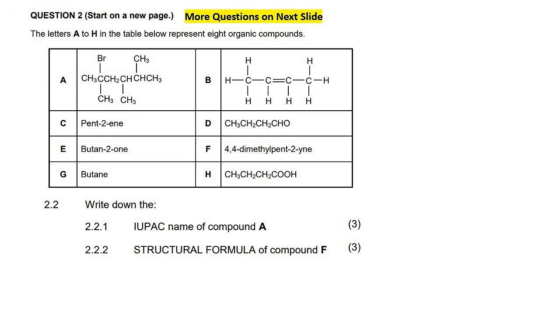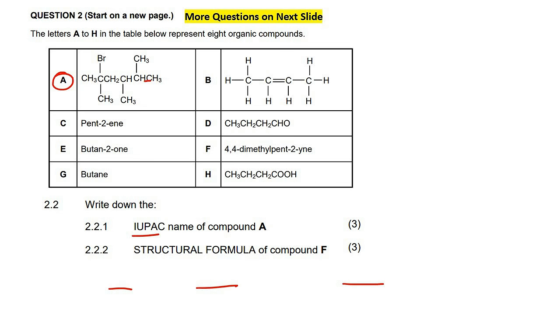Okay, these questions carry on. It says write down the IUPAC name. Okay, so that's the naming of compound A. Okay, so the first step, remember naming. I like to break naming up into 3 main parts. And the first part is, what is the length of the longest carbon chain?